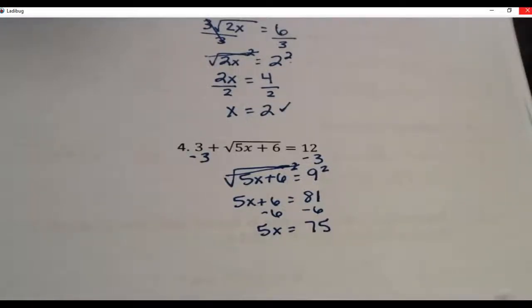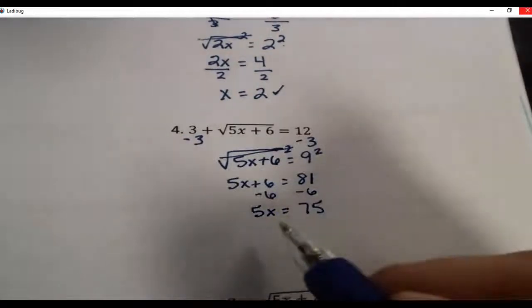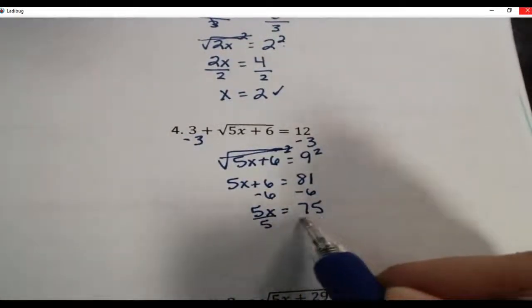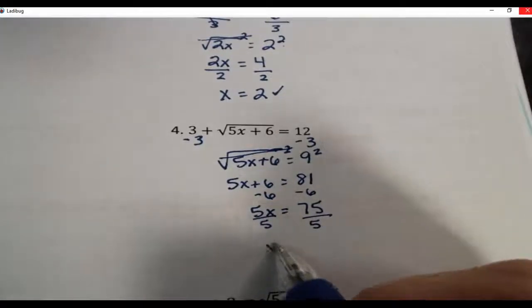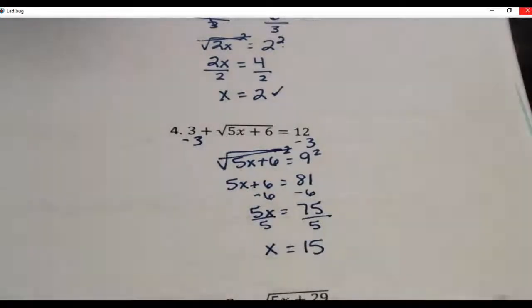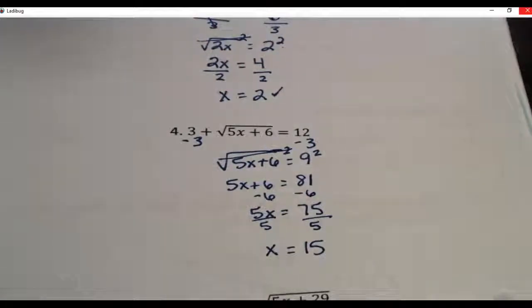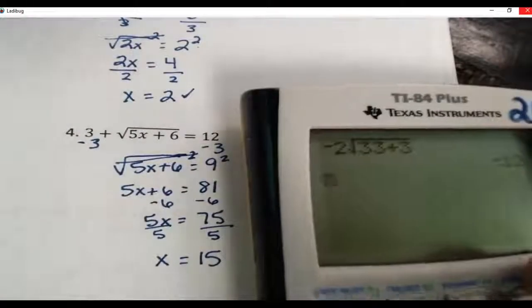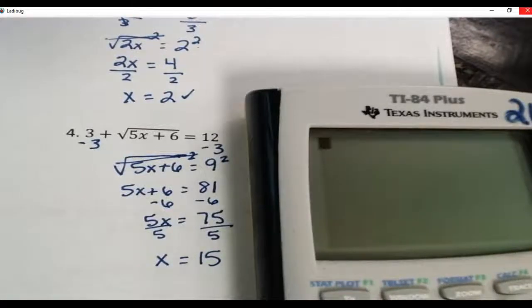Good. So 5x equals 75. Our last step, divide by 5. Good. And we get 15. And then again, we'll plug it back in, make sure it works. So 3 plus the square root, 5 times 15, plus 6. And we get 12. And that's what we want.